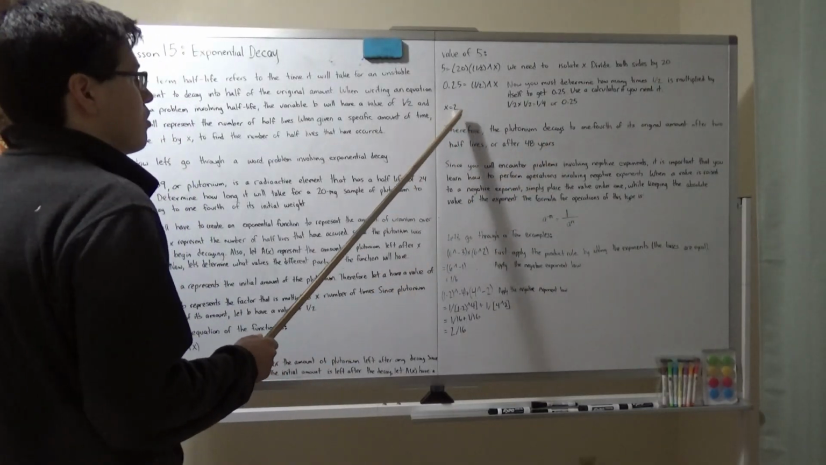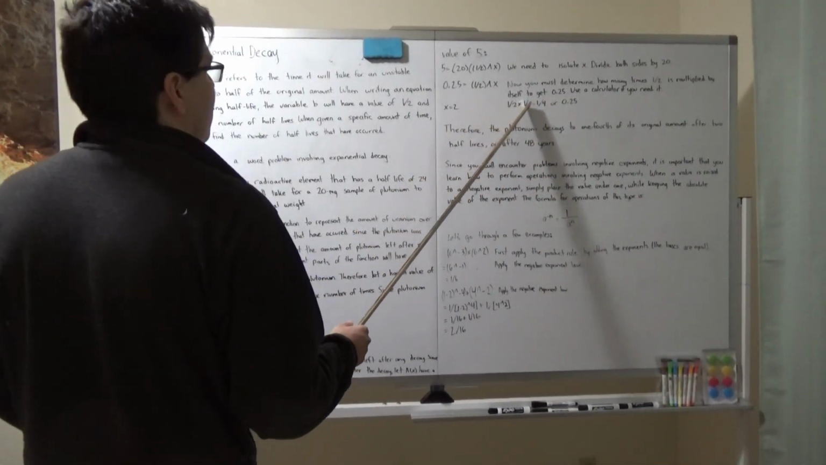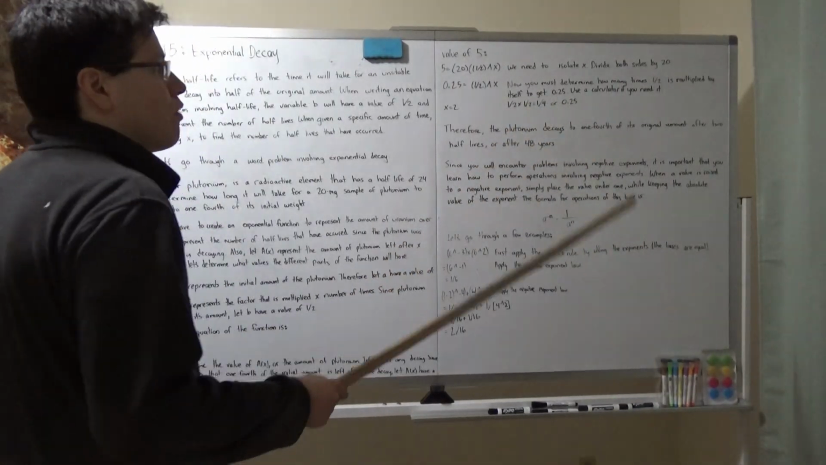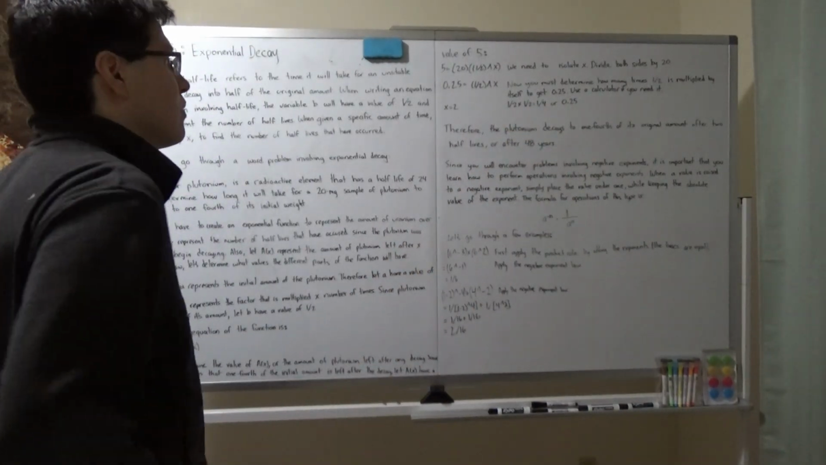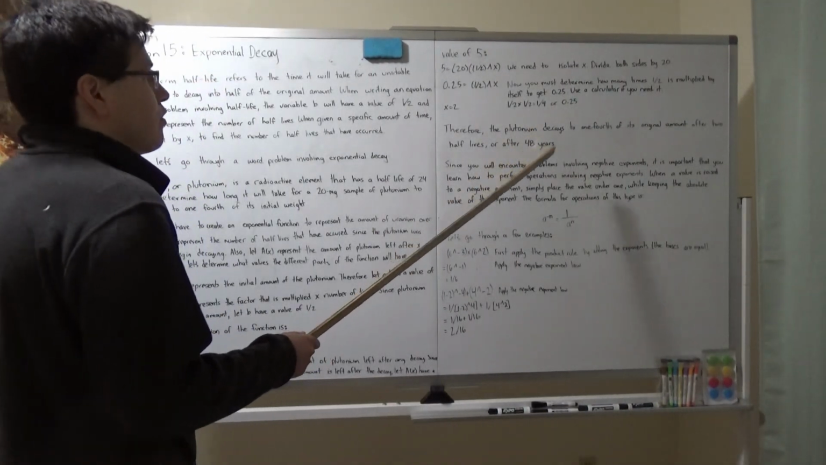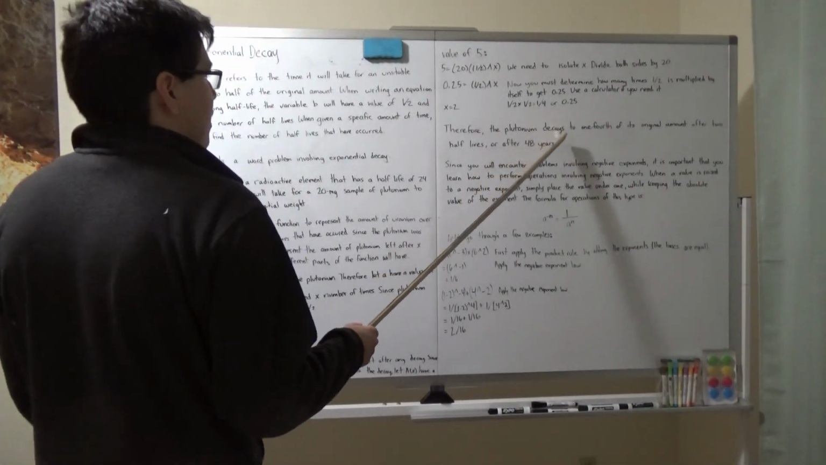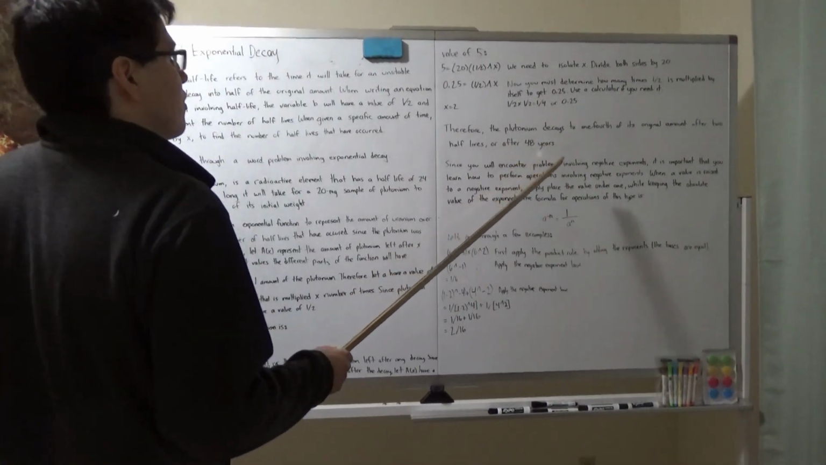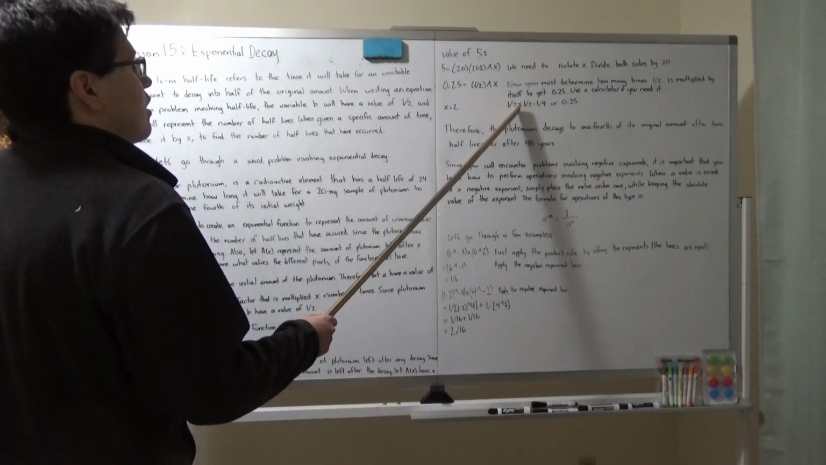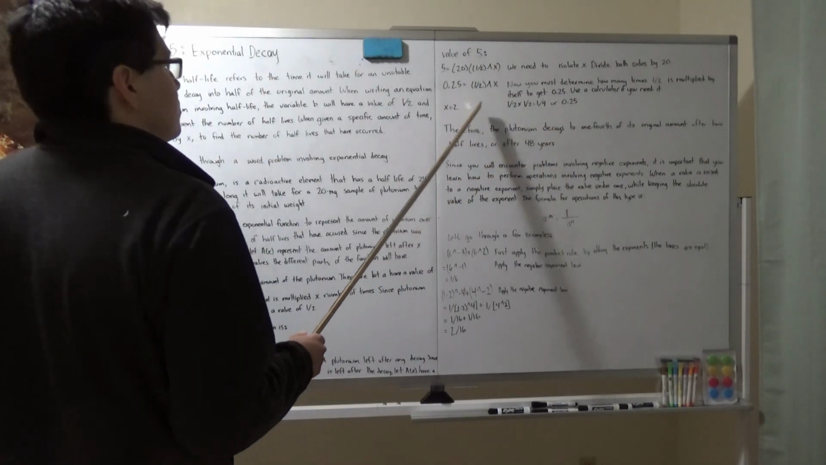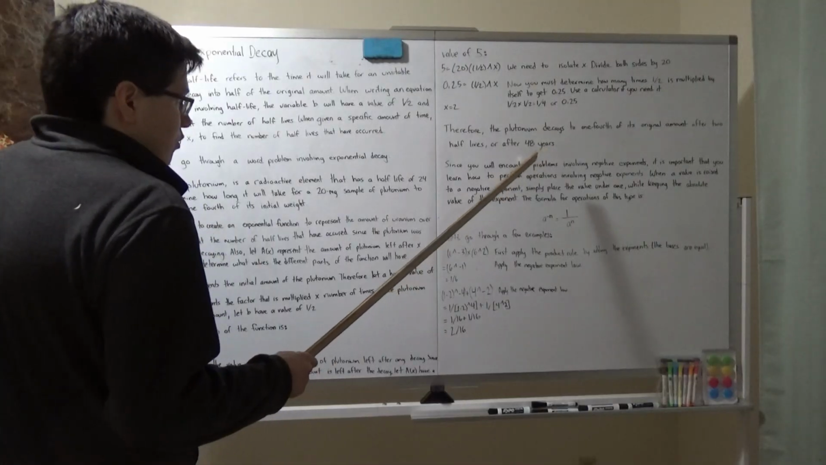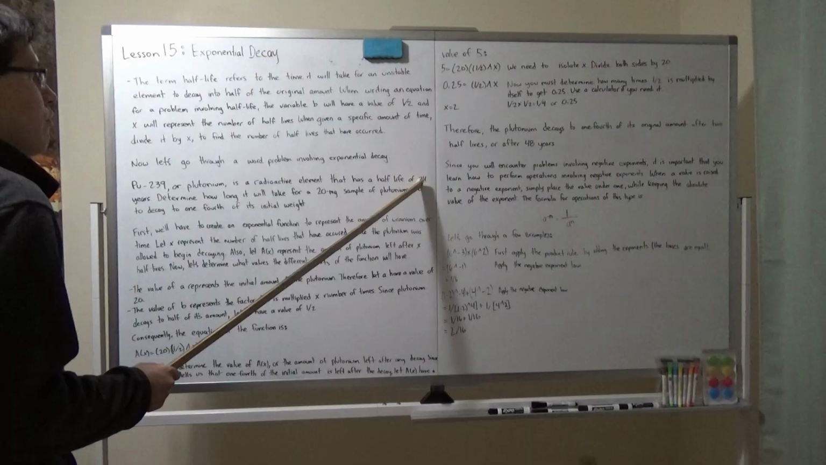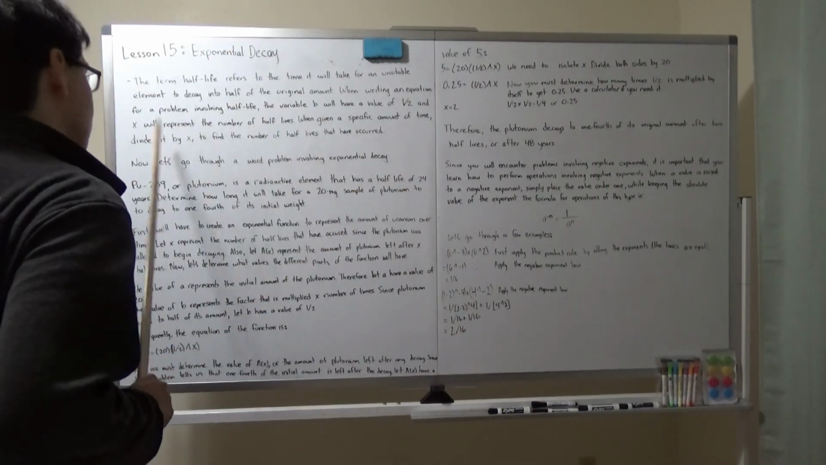So x equals 2, because 1/2 times 1/2 equals 1/4, or 0.25. Therefore, the plutonium decays to 1/4 of its original amount after 2 half-lives, or after 48 years. We know that 2 half-lives are 48 years because the problem tells us that 1 half-life is equal to 24 years.